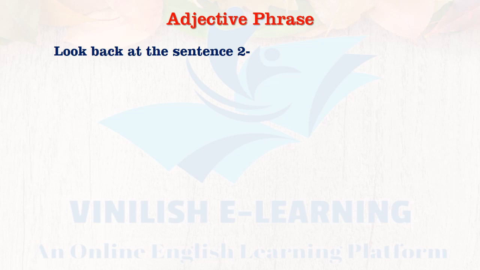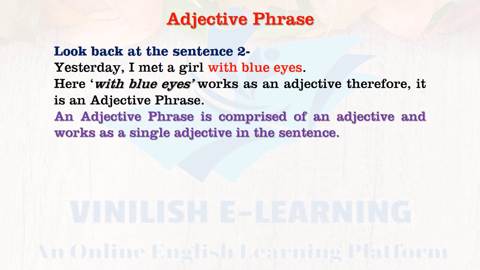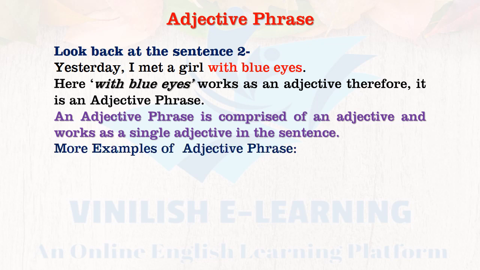Adjective phrase. Look back at sentence 2. Yesterday I met a girl with blue eyes. Here, with blue eyes works as an adjective, therefore, it is an adjective phrase. An adjective phrase is comprised of an adjective and works as a single adjective in the sentence.